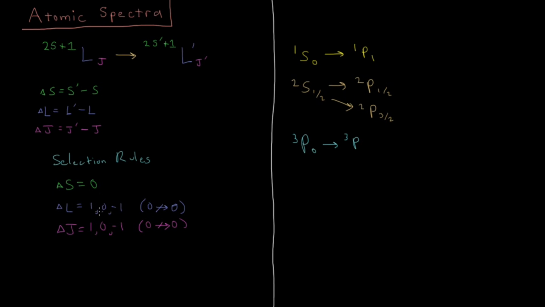Then what about J? J is 0, so J can't stay 0. J has to change, and it can't go down. It can only go up because it has to be greater than or equal to 0. So triplet P1 is the only P state that we can transition into there.